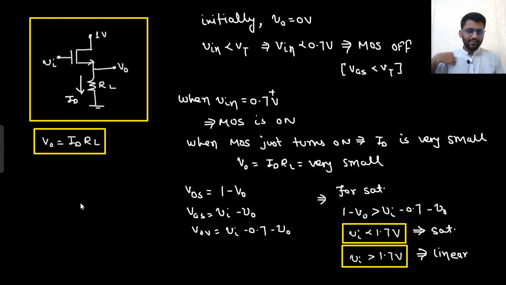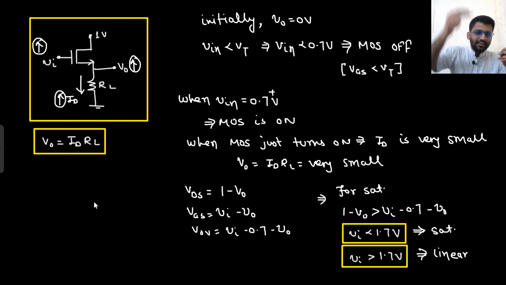If you see intuitively, what do you see? If your V in increases, then your gate voltage is increasing. That means your current should increase. If your current is increasing, then your V naught should increase. If your V naught is increasing, that means your source potential is getting increased. If your source potential is getting increased, that means the difference, VGS, is getting decreased. Then the current should decrease. Did you understand this point or not?